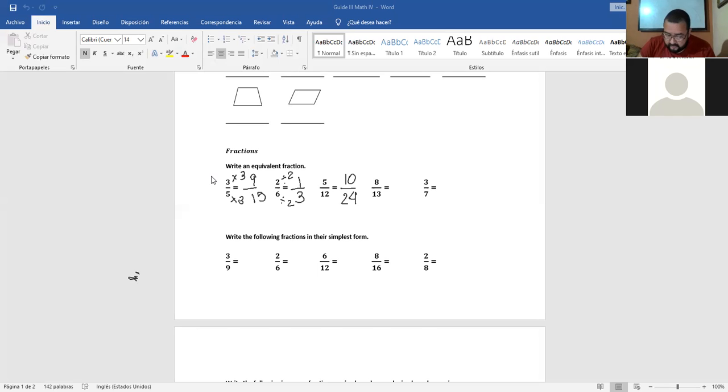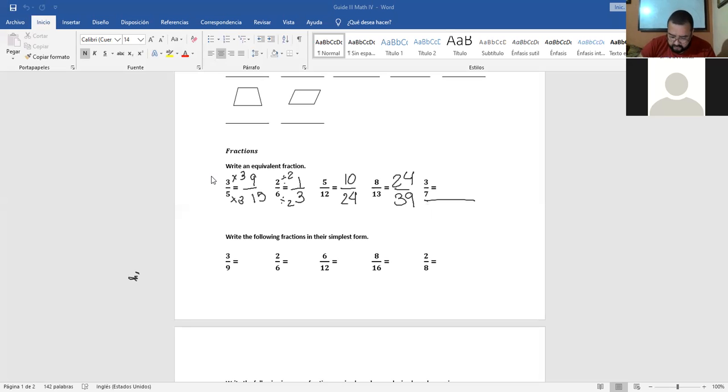In the fourth exercise, we can multiply both numbers. Let's do it by 3. How many is 8 times 3? 8 times 3 equals 24, and 13 times 3 equals 39. This exercise, you're going to do it alone at home, okay?